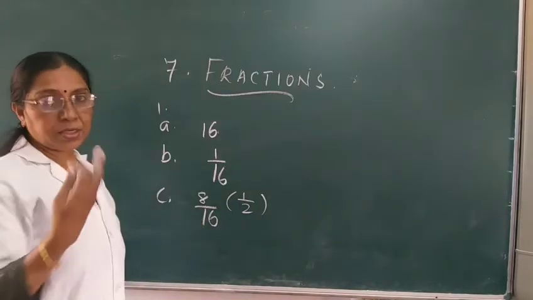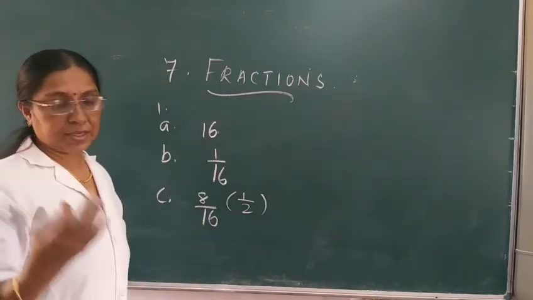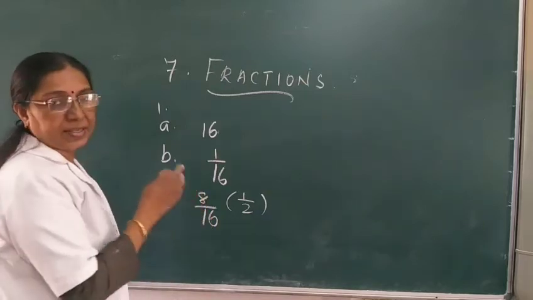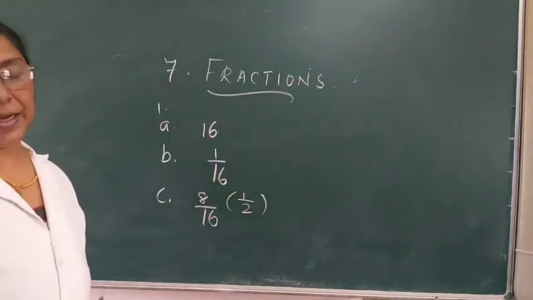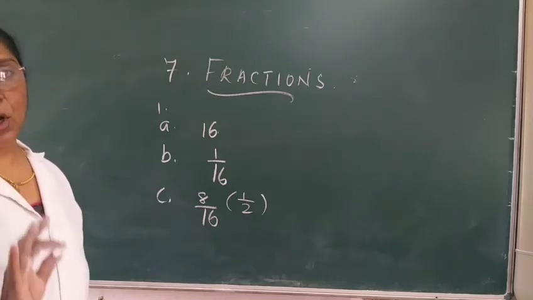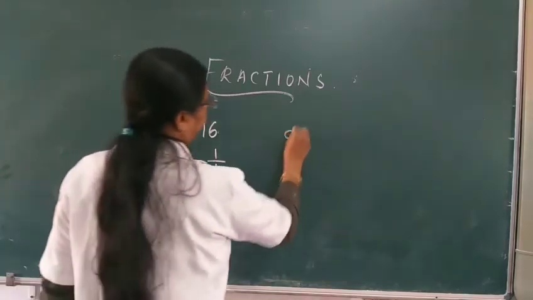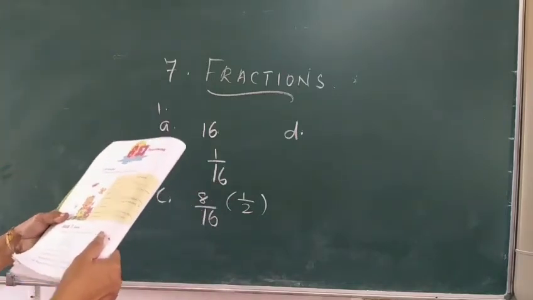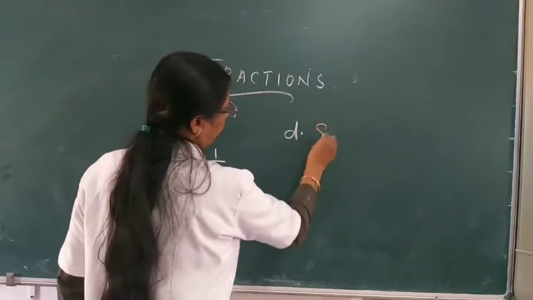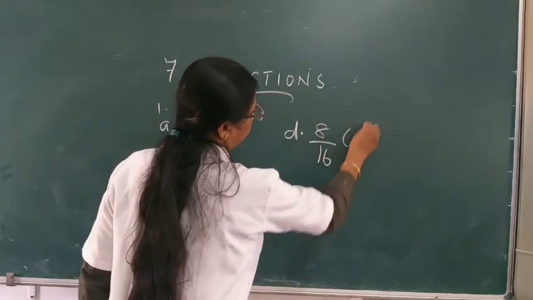8/16, the total 16 are there. So, half of 16 is 8. So, yes, 8/16 means half. Half part shaded. Half of the columns shaded. Then, D. What fraction is not shaded? That is also 8 by 16 because total is 16. It is 1 by 2.